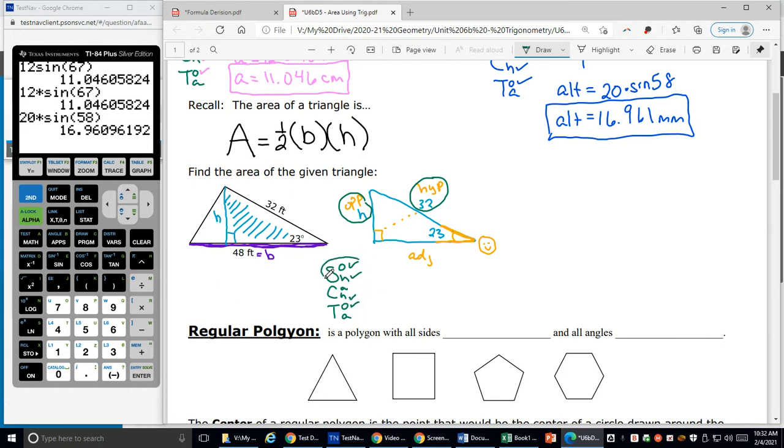So I can see I'm going to be using sine. So I'm going to come over here and do sine of the angle. Now I know my angle, so I'm not doing inverse. I'm going to put that angle there, 23, equals opposite over hypotenuse. My opposite is H. My hypotenuse is not the H. My hypotenuse is 32. And then I'm going to cross multiply. So I'm going to put this side over 1, and I'm going to do H times 1, which is just H, equals 32 times the sine of 23.